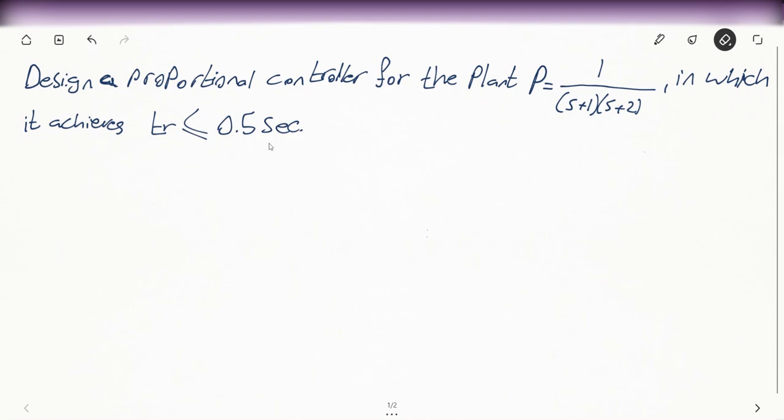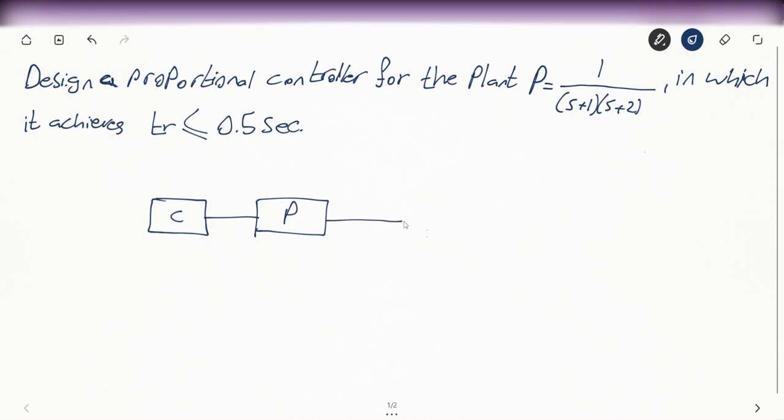Now, the first thing that has to come to your mind in such a situation is, in order to get the most out of the controller that we are going to design, we have to think of a closed loop control configuration, in which the controller is cascaded with the plant. So let's just do that. Now we have the controller block as maybe C, and it's cascaded with the plant itself, which is P. Then we are taking our output from this block.